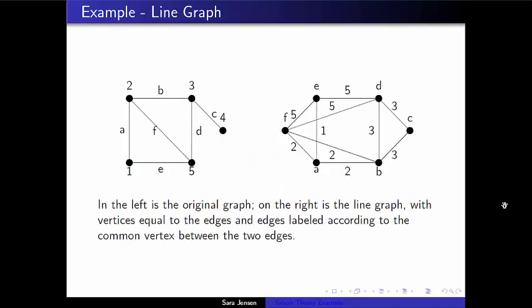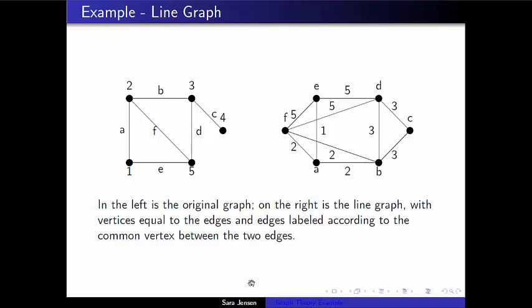Last but not least, for this video, it's a good place for us to stop so that you can pause and just look back and forth between the two graphs that you have on the screen. The left is the same graph that we've been dealing with throughout the whole presentation, and what we have on the right is the line graph. What we've done is where we had edges before in the original graph, those edges become vertices of the line graph. And we have a rule for connecting those vertices, and the rule is we will connect two vertices in the line graph if in the original graph the corresponding edges meet at a vertex.